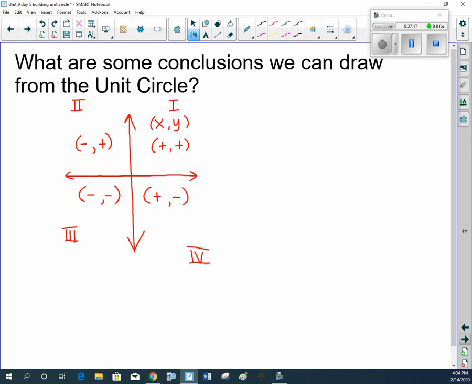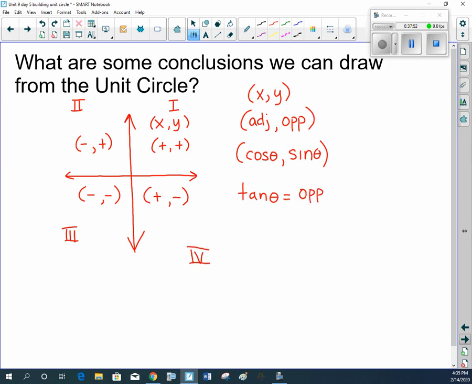Now, each one of those ordered pairs is going to be associated with a trig function. So this ordered pair point xy can also be referred to as the adjacent side or the opposite side or the cosine theta and sine theta. That's really important that you understand that. And then tangent theta can be considered the opposite side. Word definition is the opposite side over the adjacent side.